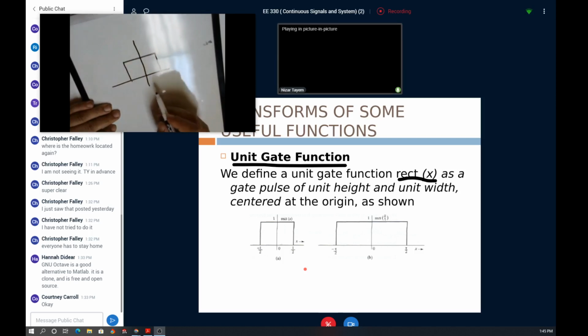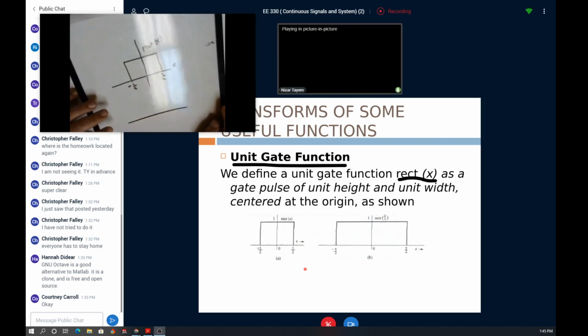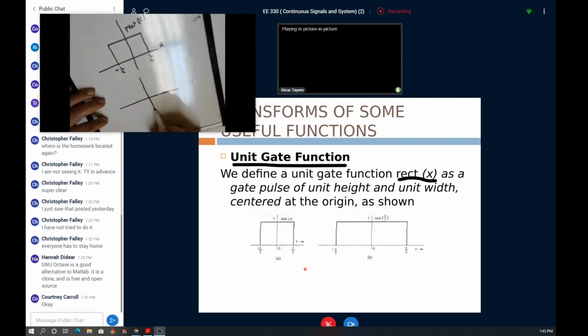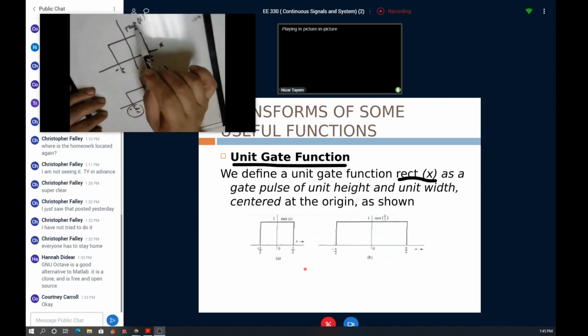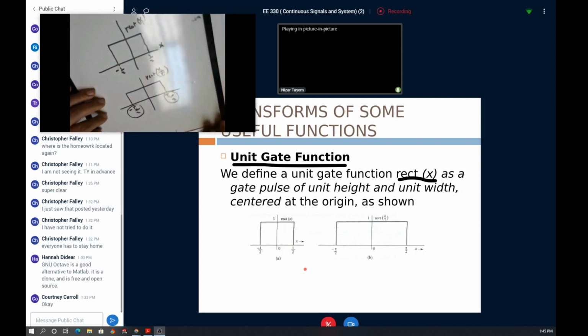A rect function is also an even function, it's symmetric, defined from minus 1/2 to 1/2. This is x, and we call this function rect of x. Okay, and the one on the right-hand side is also a rect function. This rect function is defined in the time domain from minus tau over 2 to tau over 2. So in this case, it's going to be rect of x over tau. Very important. So defined from minus tau over 2 to tau over 2. So the function will be rect of x over tau, defined from minus 1/2 to 1/2. So with tau equal to 1, it's going to be rect of x over 1, which is just rect of x.